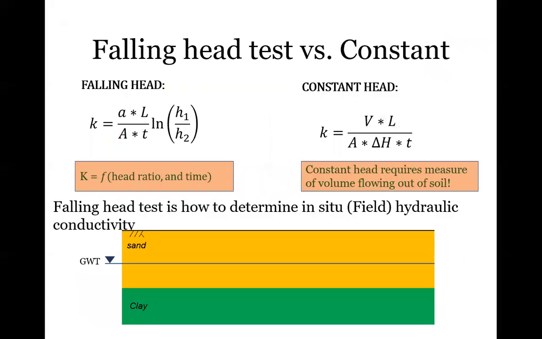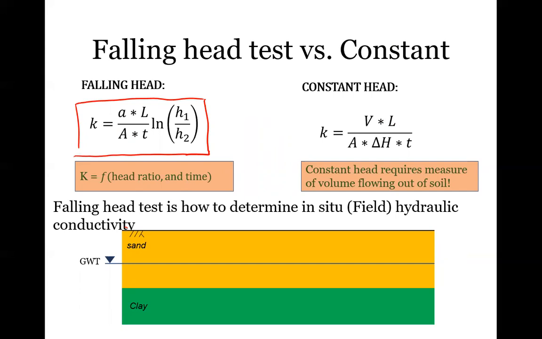So let's look at these two equations next to each other. Again, for the falling head test, we use this equation, and we see that the permeability coefficient, K, which we want to find, is a function of the heads and time. For the constant head test, it is a function of volume, change in head, and time as well. This volume really plays a role when we're talking about the in situ field hydraulic conductivity.